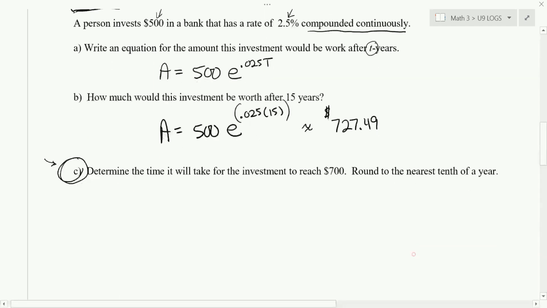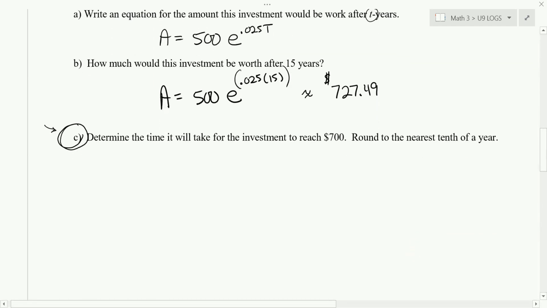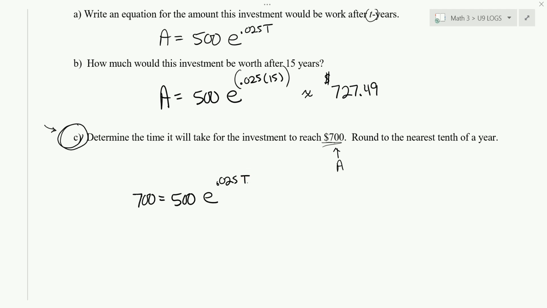Okay, now let's get to C. C says determine the time it will take for it to reach $700. So 700, where do I plug that in? In where? That's A. Good. So you're going to have 700 is equal to 500 times e to the power of 0.025 times t. And we got to solve for t. And we know we need logs because we're solving for an exponent. Okay? So now we just need to know the steps to get there.